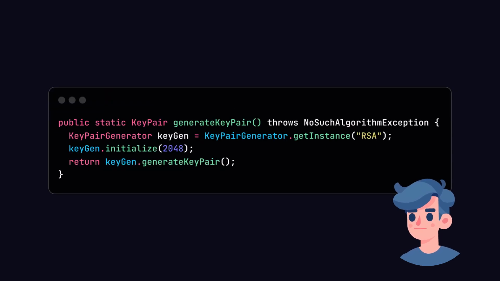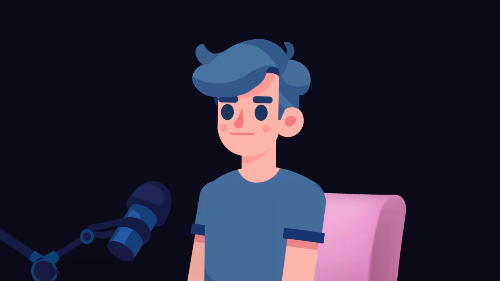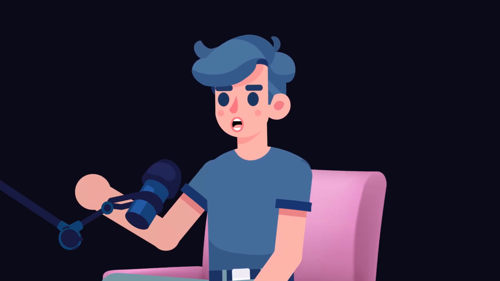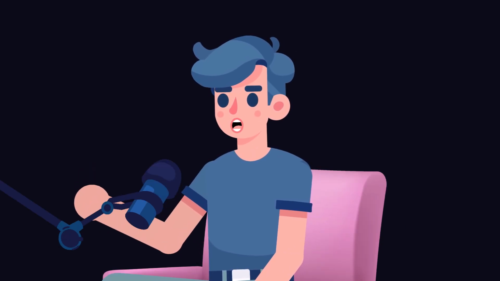Now that we have our class set up, let's create a method that generates the RSA key pair. In this method, we utilize the KeyPairGenerator class to generate a key pair. The key size is set to 2048 bits for enhanced security.